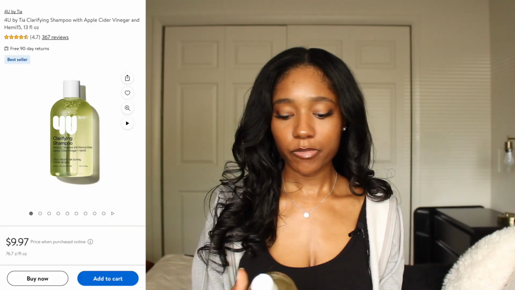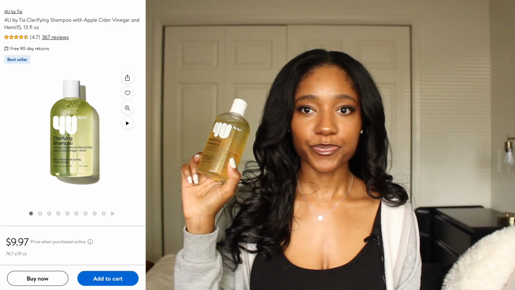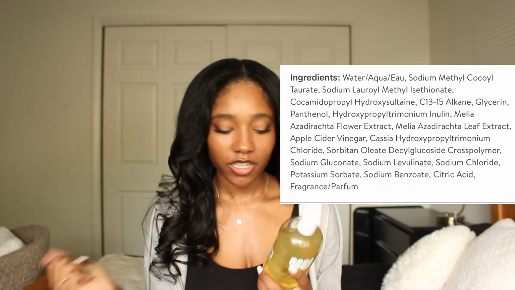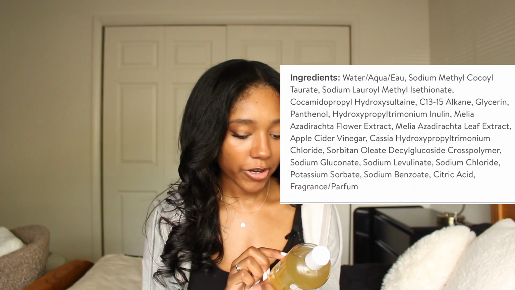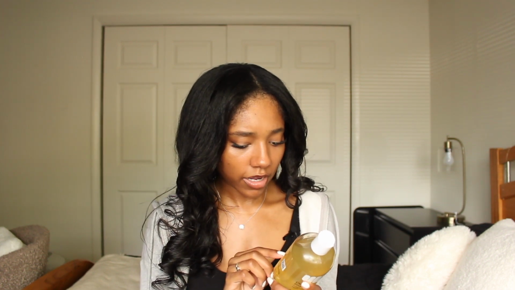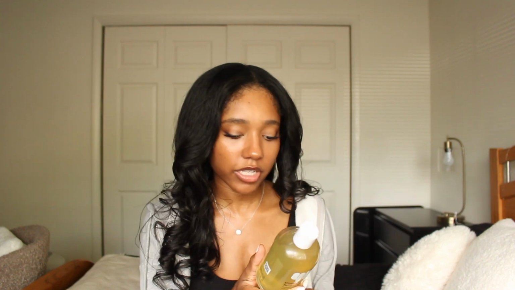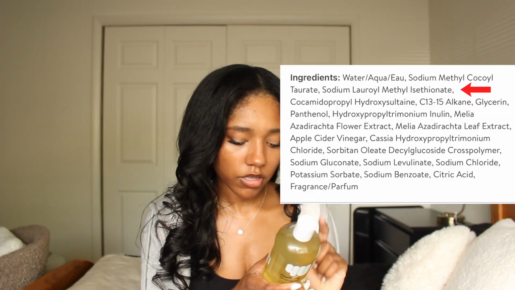Okay, and the other shampoo I'm going to talk about, like I mentioned, is the For You by Tia Clarifying Shampoo. So again, just like the other one, first ingredient is water. I already talked about that. So next I see some ones that might point to why. So this one is really drying on my hair. That's what I would say about this, but let's get back to the ingredients. So I think this is why.